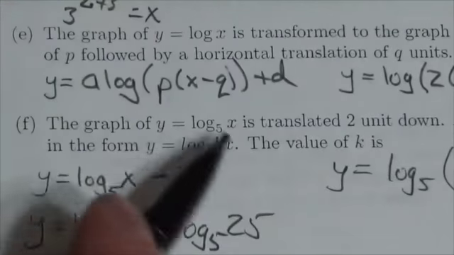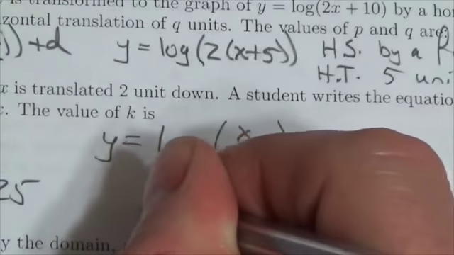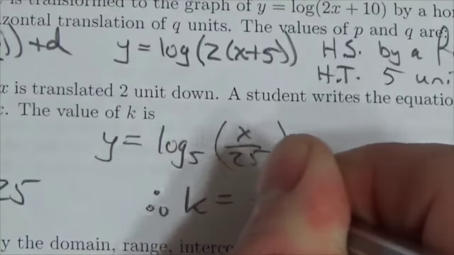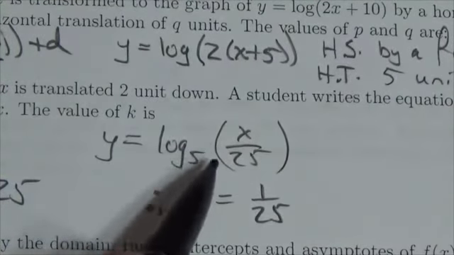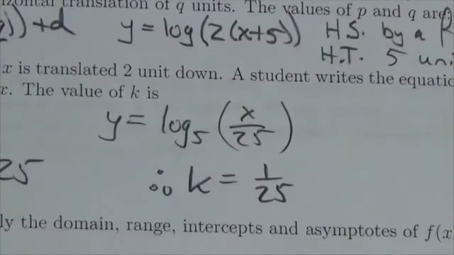And if you compare that to their expression here, they're asking for k. Well, in that case, that means therefore that k must equal 1 over 25th, because k is the value that I'm multiplying by the x there. And it's got to be that fraction.